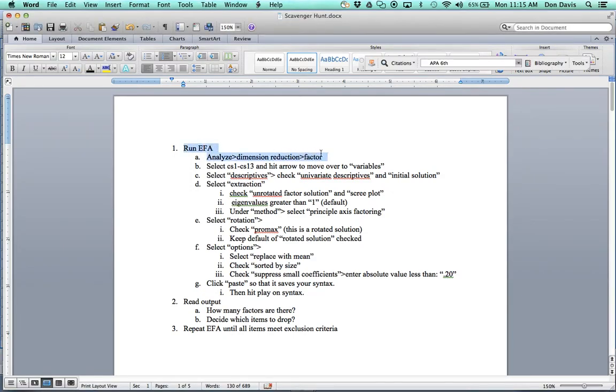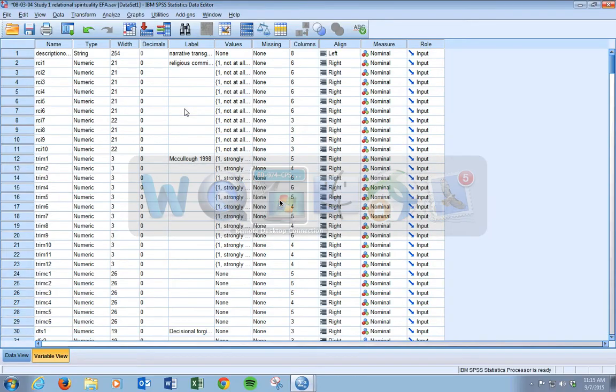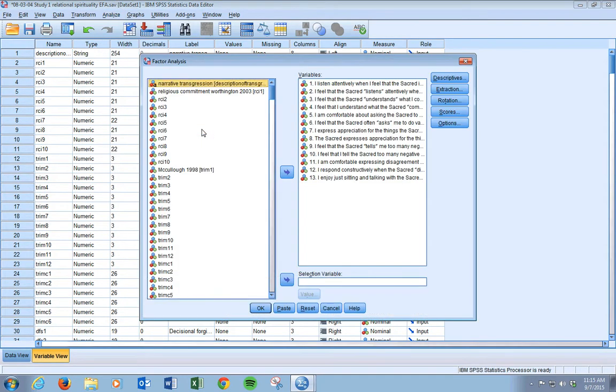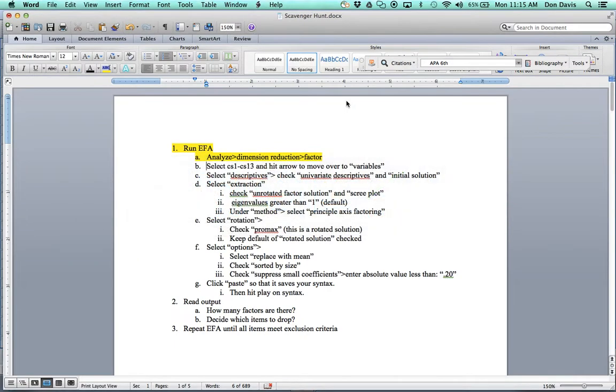So we'll start. We're going to go over to SPSS and we're going to go Analyze, Dimension Reduction, Factor. So I've got the data set open, Analyze, Dimension Reduction, Factor, and you pull over the 13 CS items. So part 2, I sent those over. Part 3, we're going to go down each of these and select what you need to.